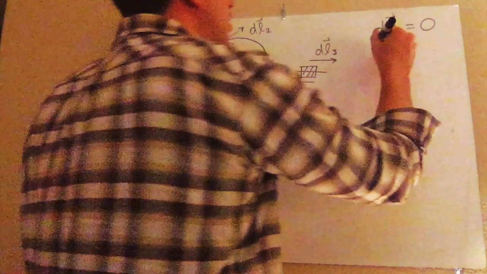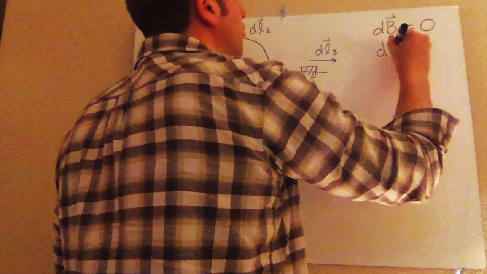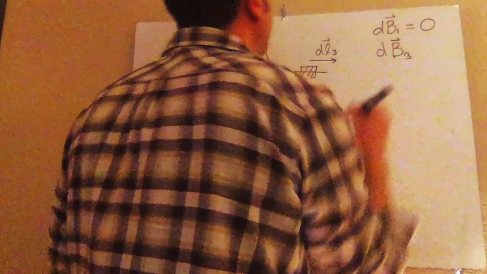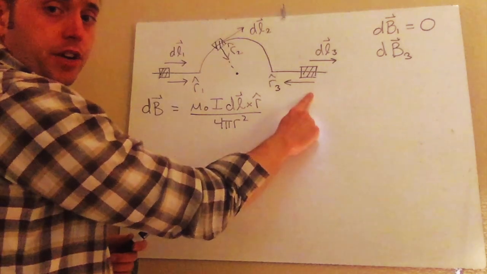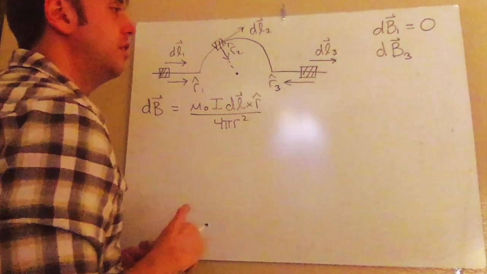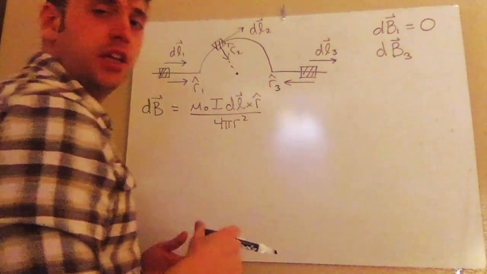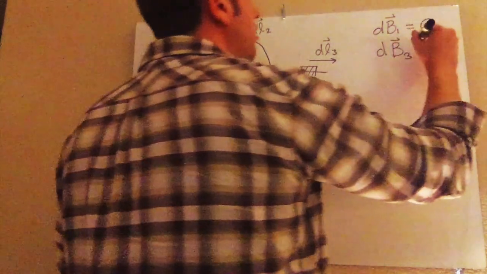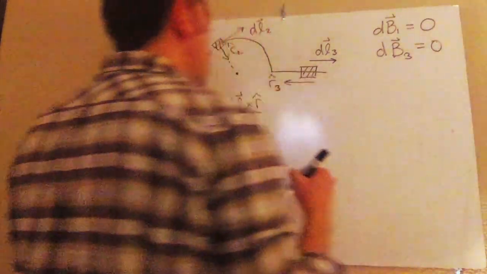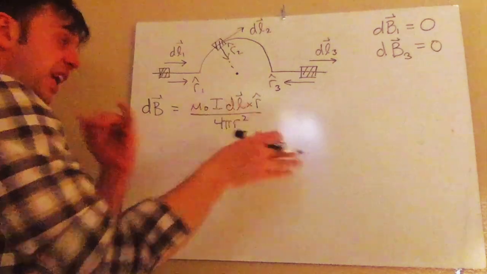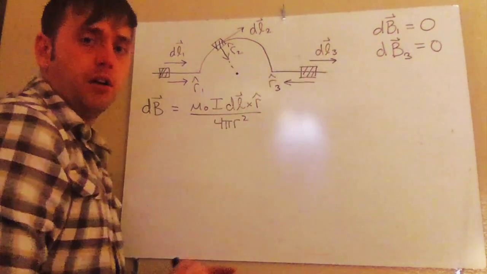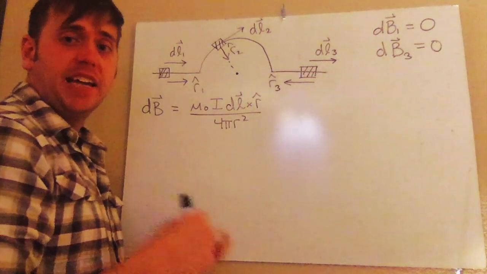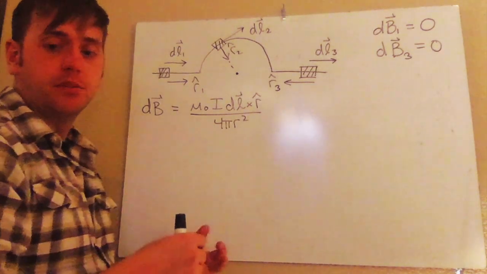The same exact argument can be made for this third segment, because the dl vector and the r vector are exactly opposed to each other, so there's a 180-degree angle between them. Again, in a situation like that, when you take the cross product of two vectors going in opposite directions, you always get 0. So this segment of wire is also not contributing anything to our overall B field.